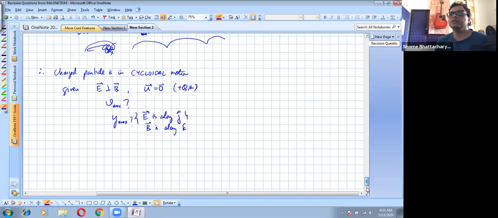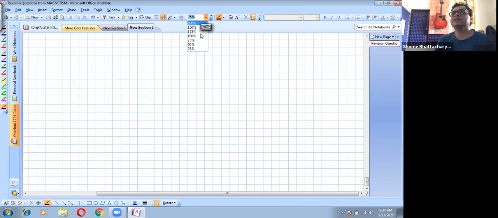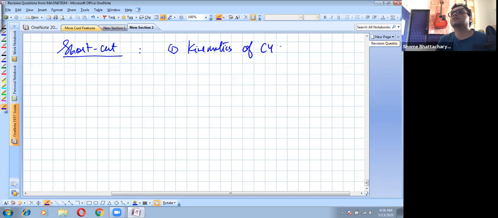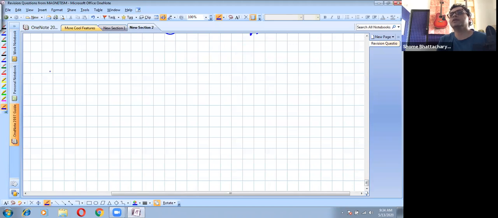But over here we use a shortcut method. In the shortcut we make use of two things. One is the kinematics of the cycloidal path, and the other is work energy for the charged particle. Now first let us look at the kinematics of the cycloidal path.